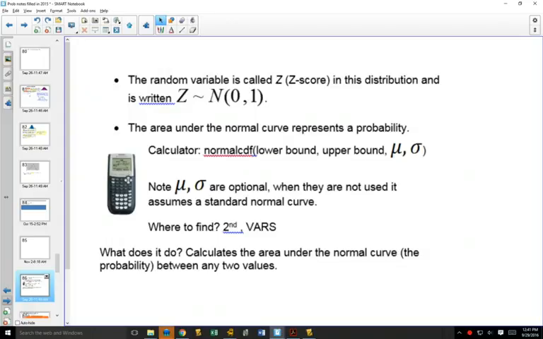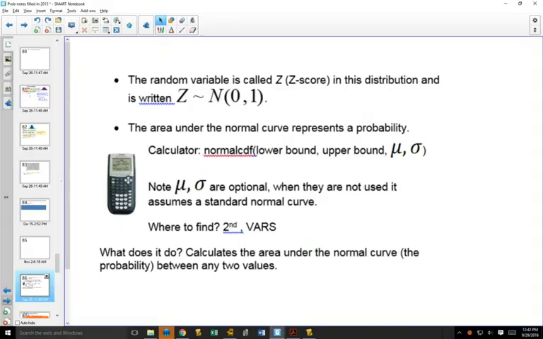Notation-wise, we write a z-score normal distribution as N, which stands for normal distribution. Again, the 0 is your mean, and the 1 is your variance, or your standard deviation squared. We're going to be able to find and calculate these values with something called normal CDF.